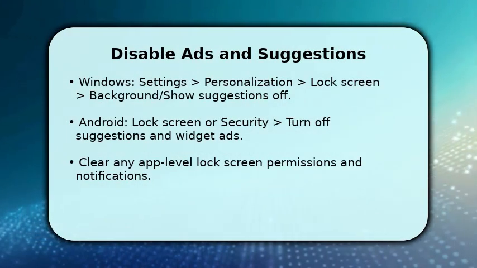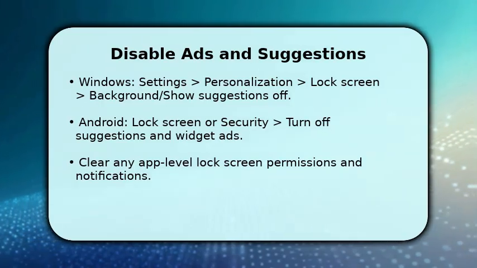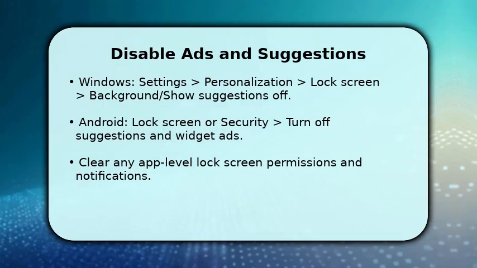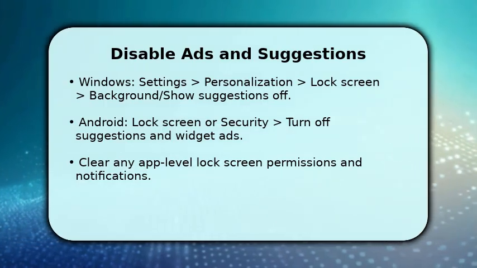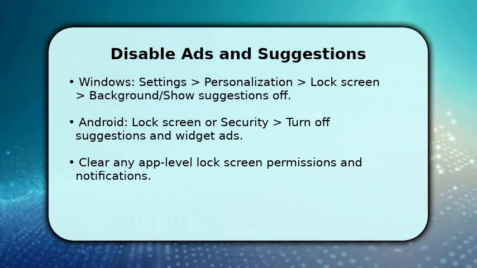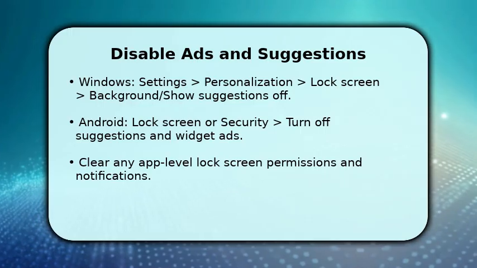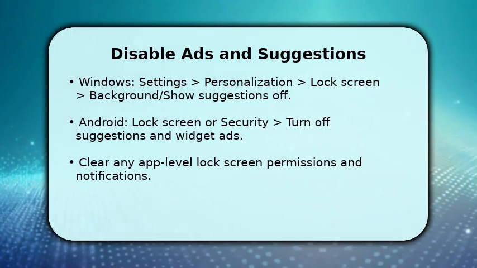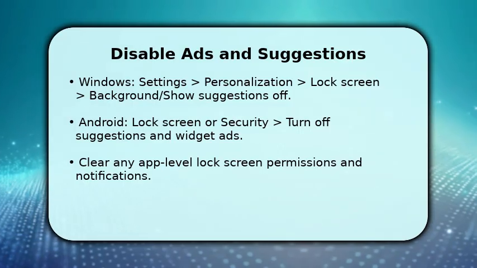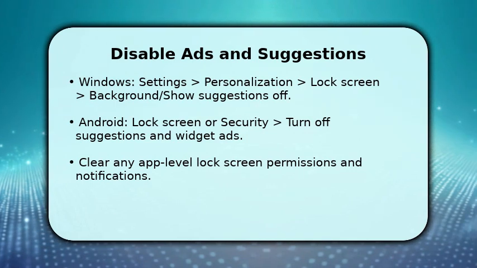On Windows, set background to picture or slideshow and turn off Get fun facts, tips, and more from Windows, or show lock screen notifications to stop sponsored content. On Android, open lock screen settings or app permissions and revoke drawover and lock screen notification rights for apps that push promos. Once you've adjusted those switches, also inspect individual apps. Disable lock screen access and notification previews so third-party promotions.